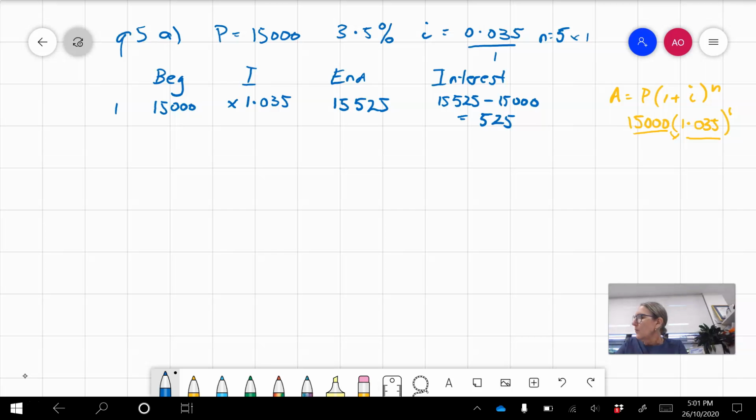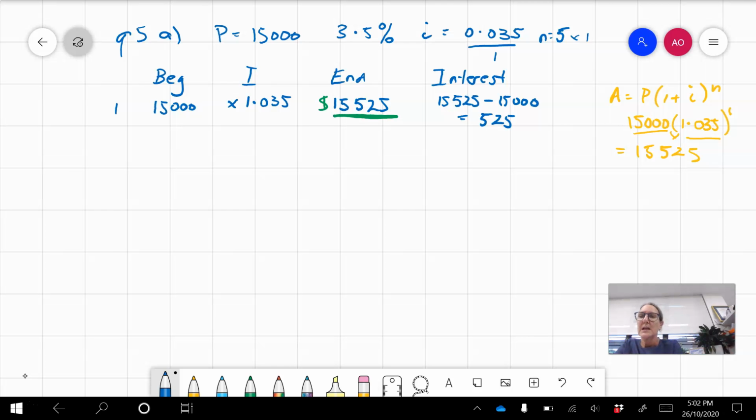So then it says, what is the total amount at the end of the first year? The total amount at the end of the first year is this value here, $15,525. Or we could have done that over here, and that would have been $15,525 with the n being just 1 year. Now it goes on and says what interest is earned in the third year, just the third year, not the total interest in the 3 years, but what interest is earned in the third year.